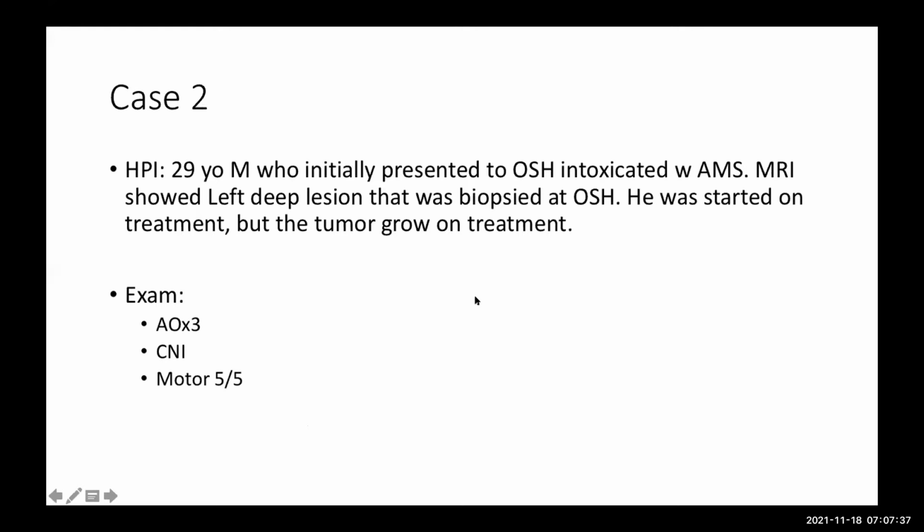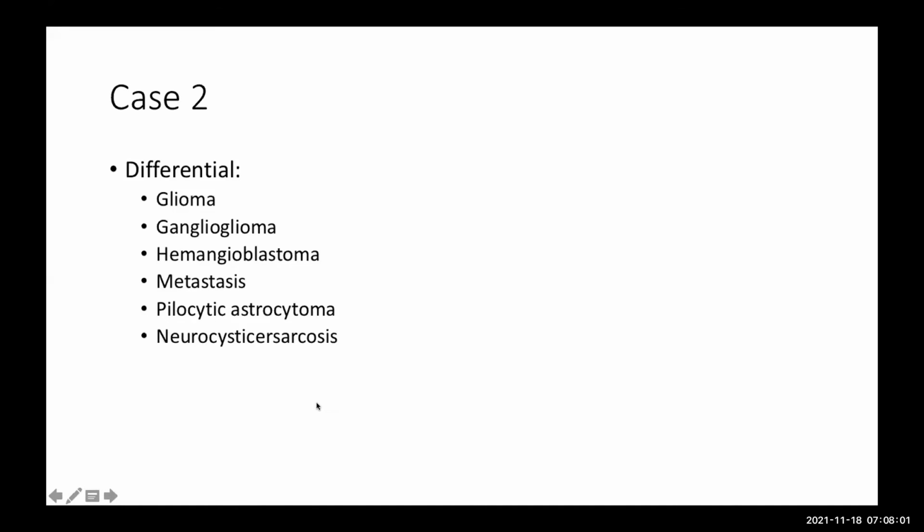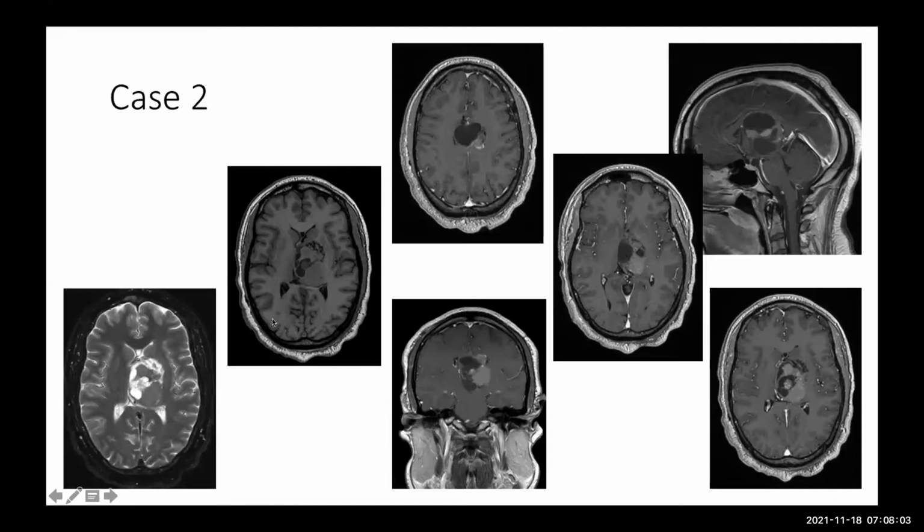Next case is a 29-year-old male who initially presented to an outside hospital intoxicated with altered mental status. MRI showed a deep left lesion that was biopsied at an outside hospital, and he was shunted as well to treat his hydrocephalus. He was started on treatment, but the tumor ended up growing on treatment. His exam was neuro intact. Let's see who's on. Oops. Victor? Yep.